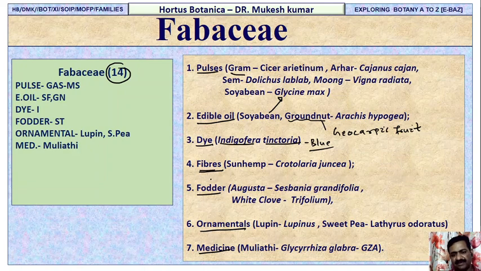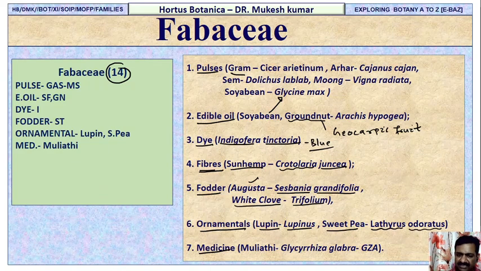Now what happens? Fiber is sun hemp, and this is your Crotalaria juncea. Fodder, this is used as fodder. Agathi plant, common name, scientific name is what? Sesbania grandiflora. And the common name white clover, and this is called Trifolium. Isn't it? Ornamental plant, lupin, this is called Lupinus, and sweet pea, scientific name is Lathyrus odoratus. Then mulethi, common name is mulethi, scientific name is what? Glycyrrhiza glabra.